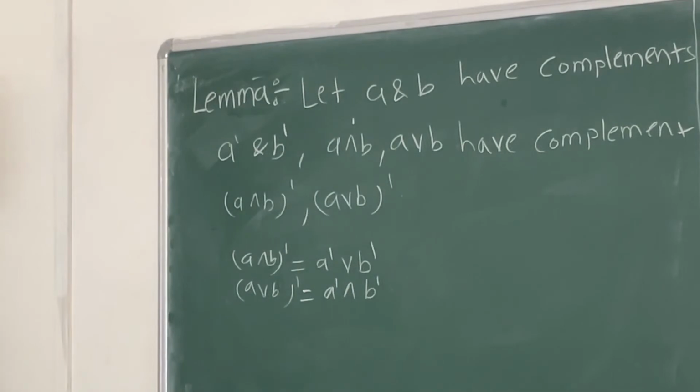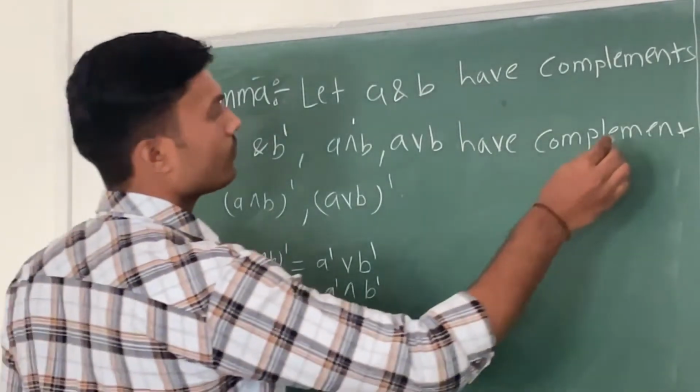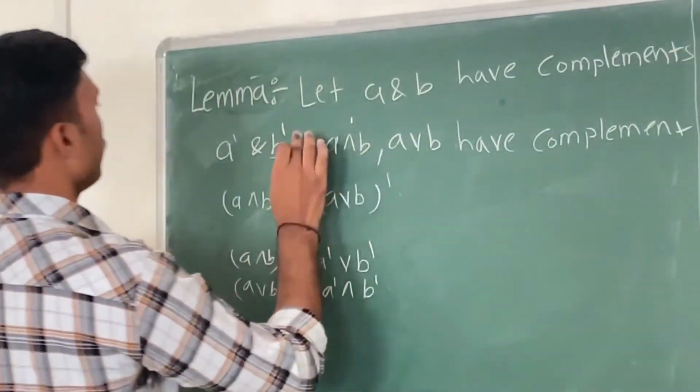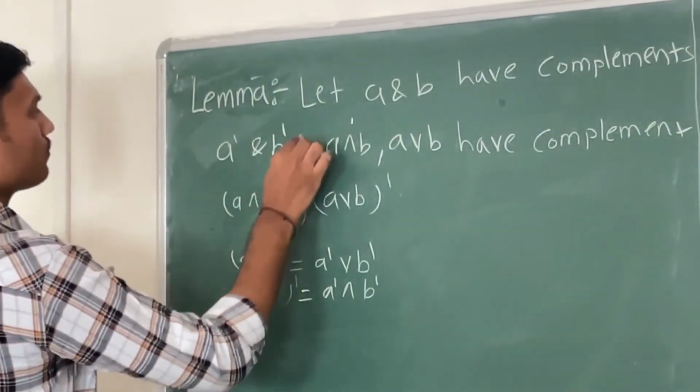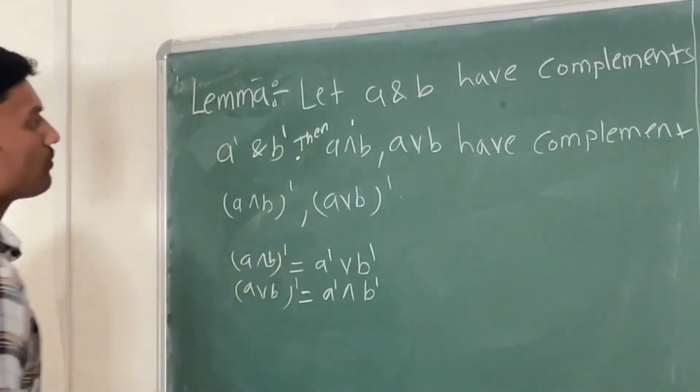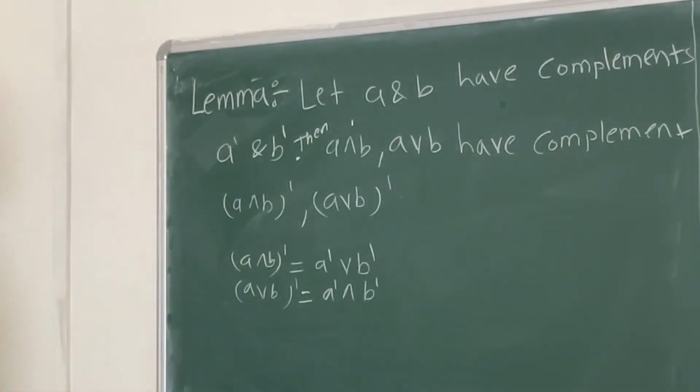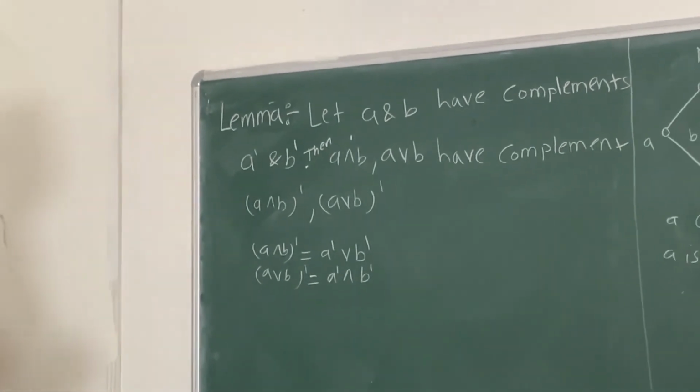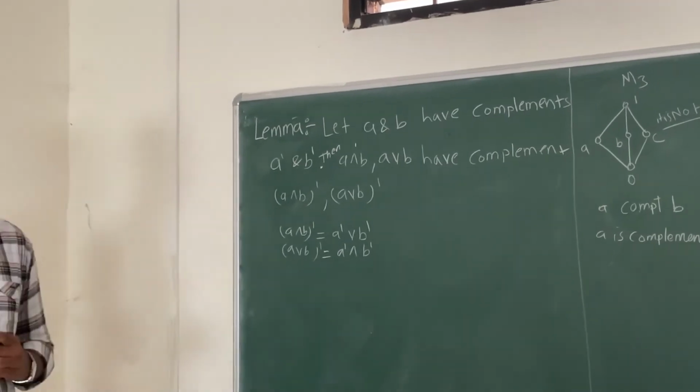After that, let A and B have complements. We have denoted that as A prime B prime, right? Write full stop. Then see, whenever A and B have complements, then their meet and join also have complements. Obviously, what are those complements? If you want complement of A meet B, then you take the complement of A and complement of B and take their join. Okay, is that clear?